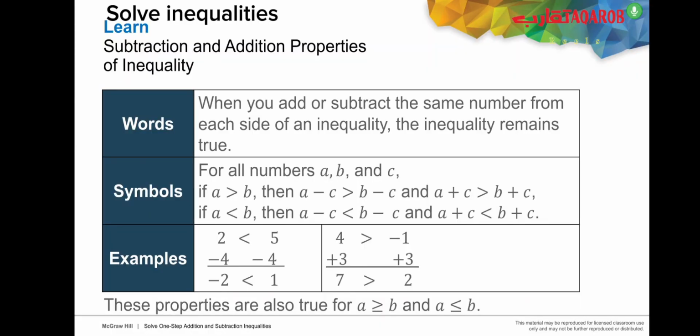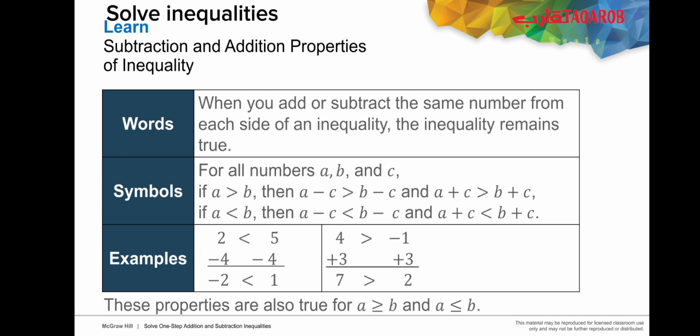Now, in the third part of the lesson, we are talking about the subtraction and addition properties of inequality. Exactly like dealing with equations in solving a problem, when you add or subtract the same number from each side of an inequality, the inequality remains true. So adding or subtracting any variable from both sides will not change the inequality.